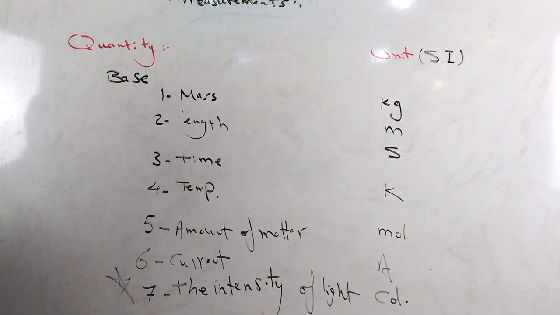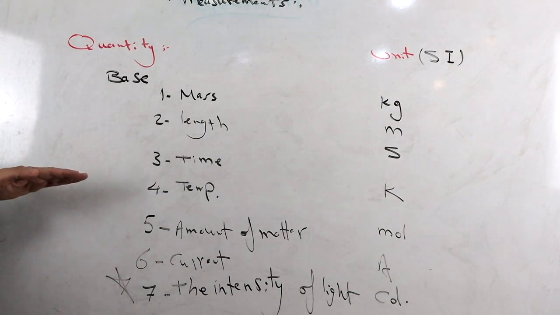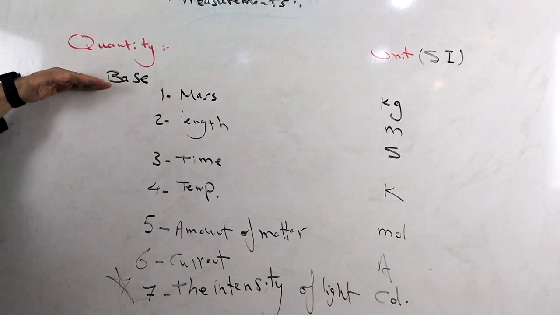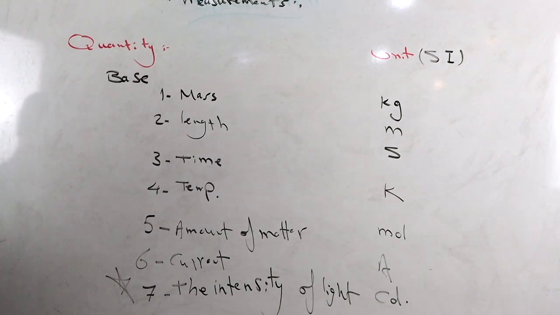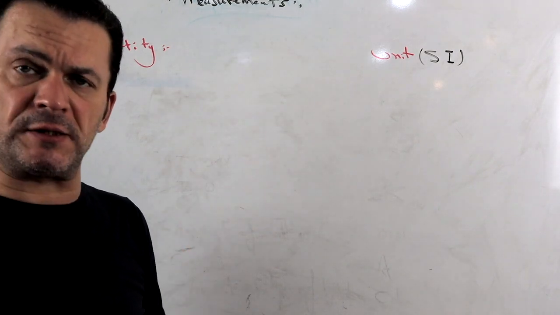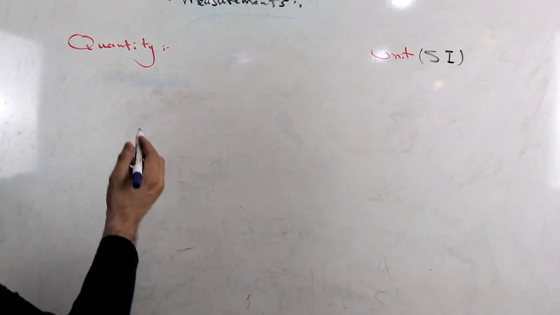I know we have many more quantities, like area, volume, speed, acceleration, energy, power, but all these are considered quantities, but they are not base, they are called derived. Let's see what's meant by derived. That was the first section. So the second topic is derived quantities. Let's see what's meant by derived quantities.